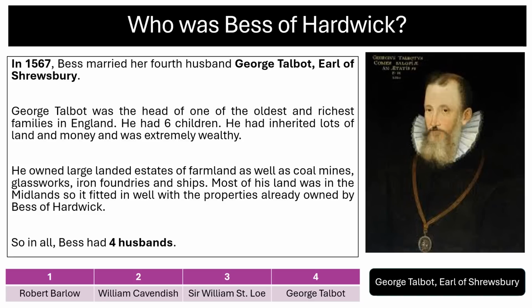Now, he had 6 children, he'd inherited lots of land and money, and he was, as we said, very wealthy. He owned large landed estates of farmland, as well as coal mines, glassworks, iron foundries and ships. Most of his land was in the Midlands, so it fitted in really well with the properties already owned by Bess of Hardwick. So in all, we can see there that Bess had 4 husbands.